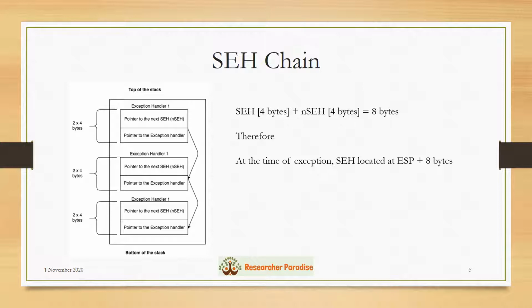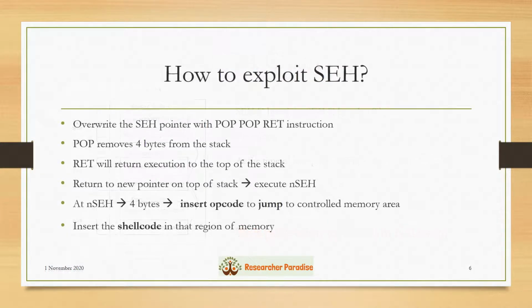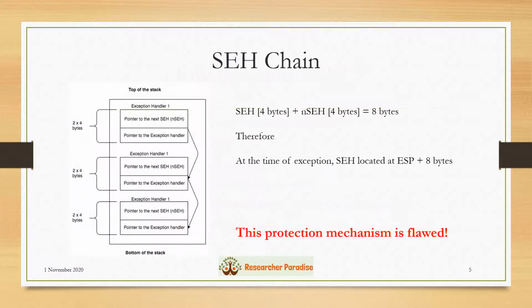However, the protection mechanism of SEH is flawed, and we will make use of this flaw to construct the exploit. So what we will do is override the SEH with a pointer to a pop pop ret instruction. The pop instruction will remove 4 bytes from the top of the stack, and the ret instruction will return execution to the top of the stack. So 2 pops means we are popping the pointer to the exception handler, as well as popping out the value of the pointer to the NSEH, which brings us to the top of the stack, or the starting, the ESP.